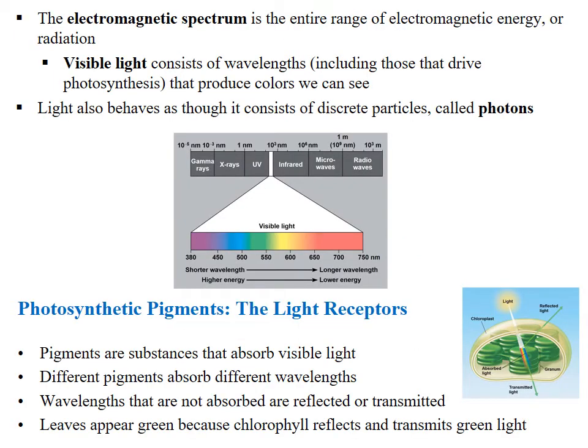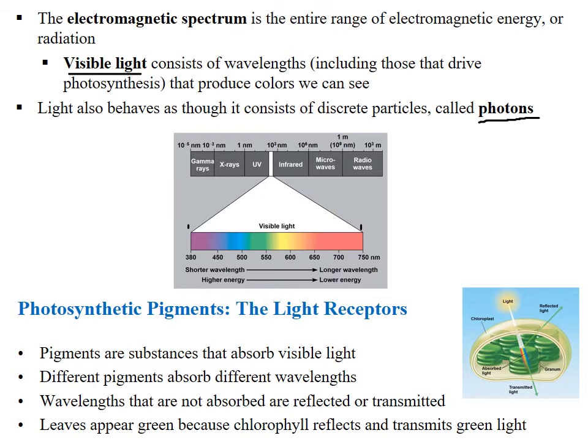When we talk about the wavelengths that are important in photosynthesis, we're really talking about the visible light spectrum, which runs from about 380 nanometers to about 750 nanometers. The other thing that's important to understand here, and we'll talk about this more in a minute, is that light has this tendency to behave as though it is made up of discrete individual particles called photons. The photons will become really important in the light reactions in a few minutes.